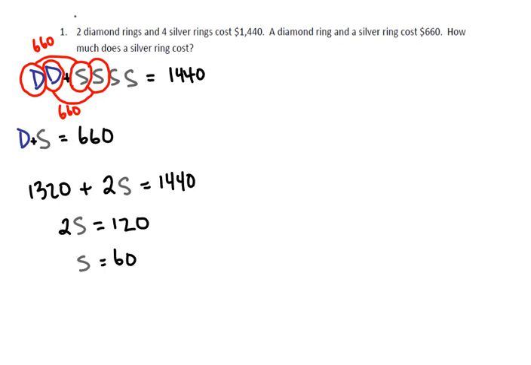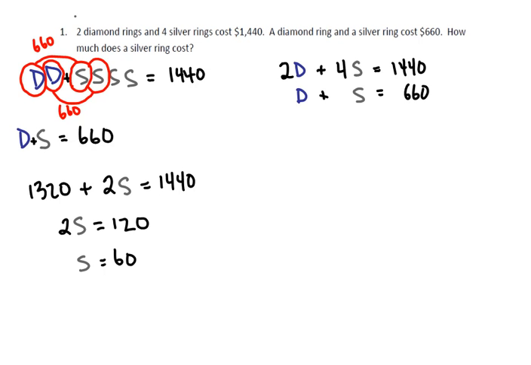We could have done it all algebraically, which is not too far removed from what we just did. And we would start with 2d plus 4s is equal to $1,440, where d and s refer to the value of the diamond ring and the value of the silver ring, respectively. So setting this up algebraically, we end up with a system of equations, and there are a number of different methods that we could use to solve this. And I'll see if I can do them both ways so that you can get some familiarity with that.